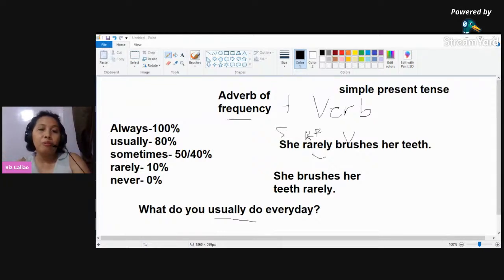So, Ma'am Nelly, if you want to have a free lesson here, go ahead, and it's really okay for me. So actually, Ma'am Nelly, I would like to ask you, what do you usually do every day? So it's 80%. What do you usually do every day? You should use adverb of frequency. Don't worry, no one will judge you on here. And by the way, Ma'am Nelly, where are you from? In the Philippines?